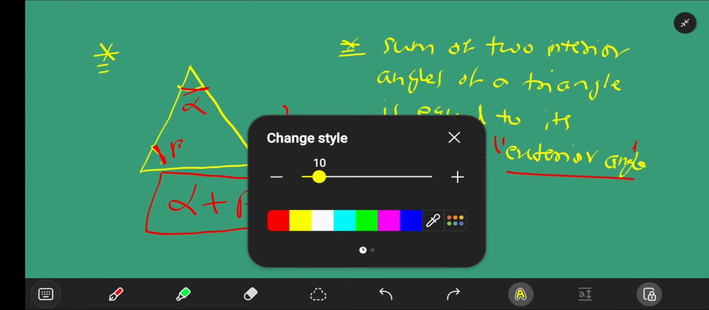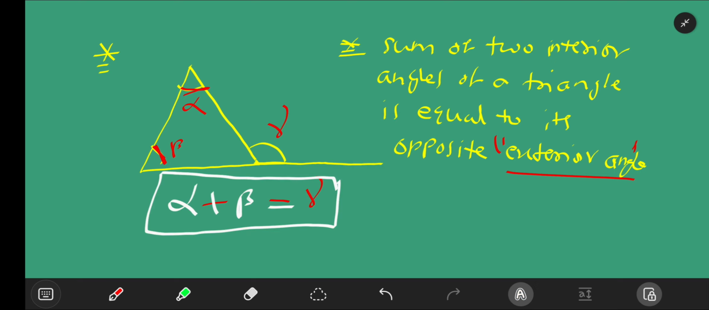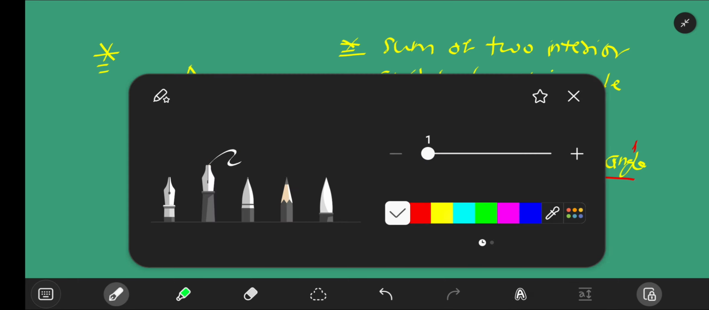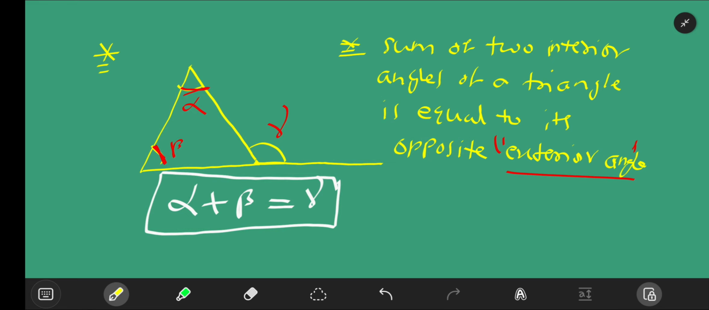If you don't see the red color, I will make it white. Okay. This is the same. Sum of two interior angles. This is one interior angle, this is one interior angle of a triangle is equal to its opposite. This is the opposite side. Opposite exterior angle. Sum of two interior angles is equal to its opposite exterior angle.